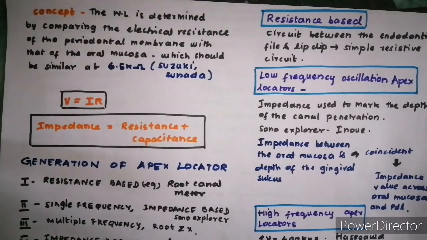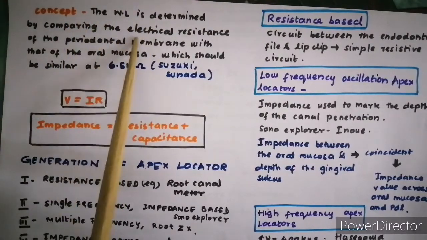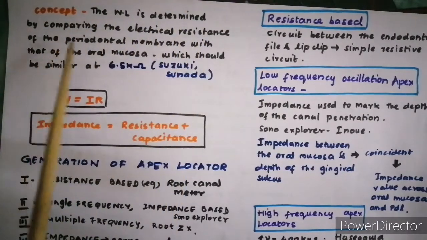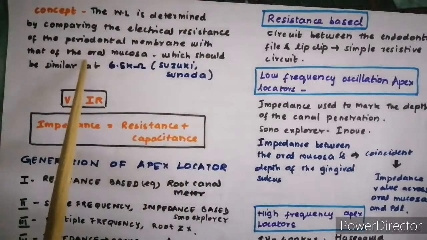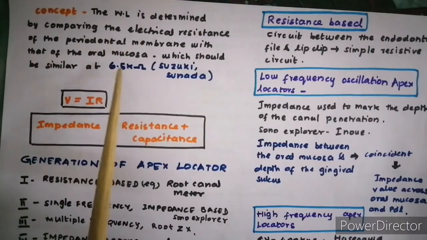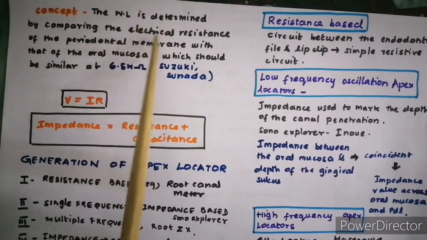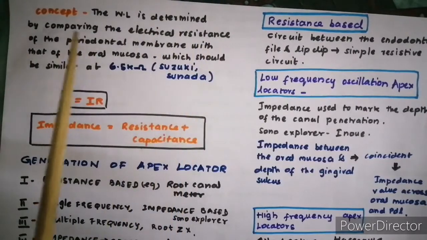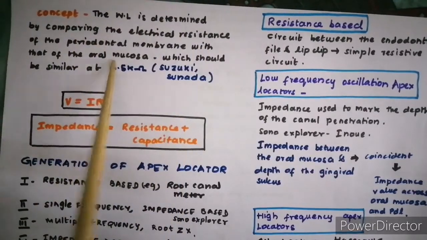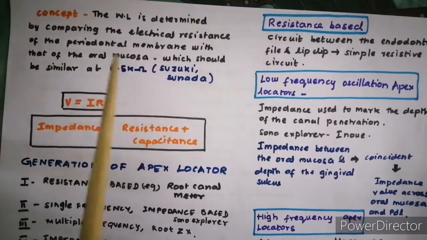Now let us discuss the basic concept behind the use of an apex locator. Here the working length is determined by comparing the electrical resistance of the periodontal membrane with that of the oral mucosa, which should be similar at 6.5 kilo ohm. So the working length is determined by comparing the electrical resistance of two structures, the periodontal membrane and the oral mucosa, which should be similar at 6.5 kilo ohm.